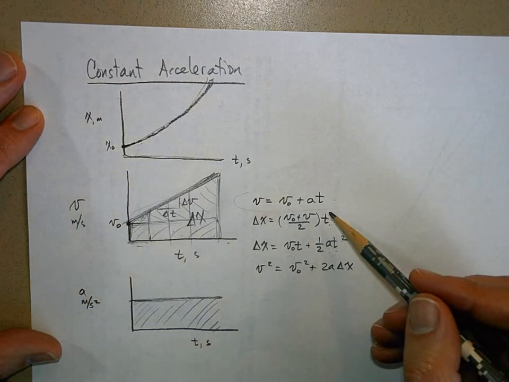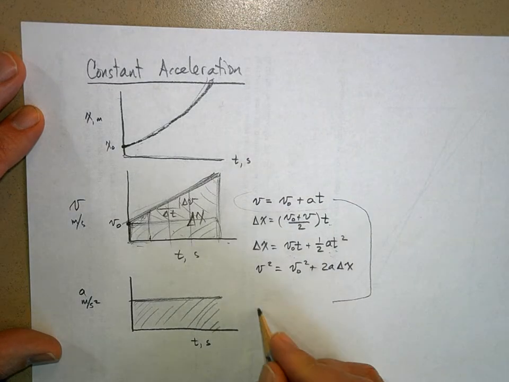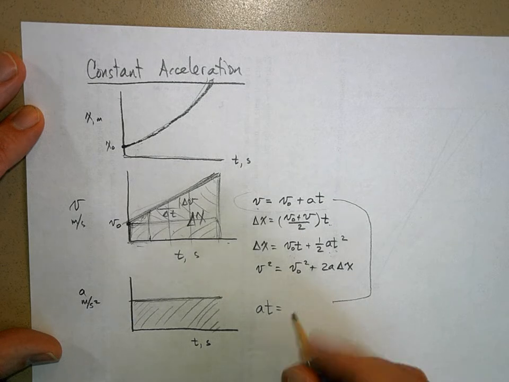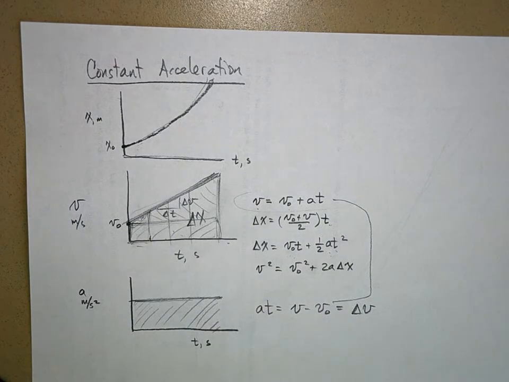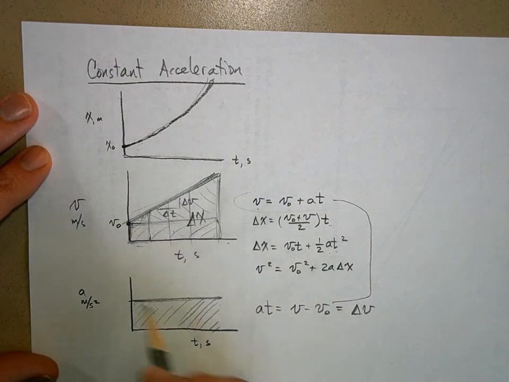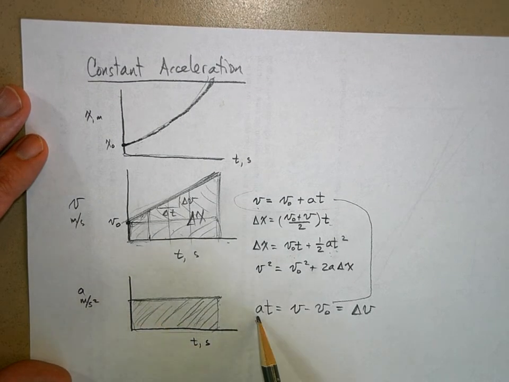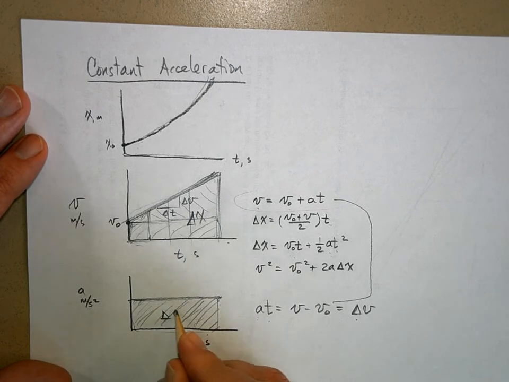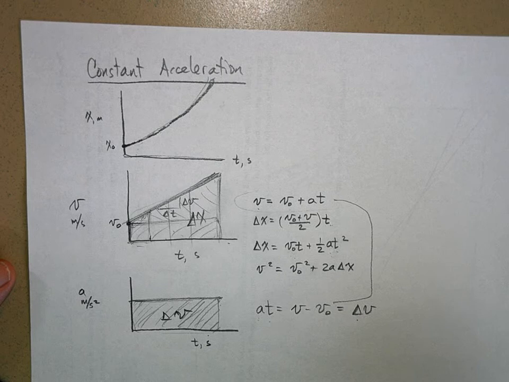Well, if I took this first kinematic equation and solved it for a times t, it equals my final velocity minus my initial velocity, which is just change in velocity. So what that means is that the area underneath an acceleration versus time graph, acceleration times time, is what this area is equal to: delta V. This is called a kinematic stack, and I'll expect you to be able to draw one of these on the test.